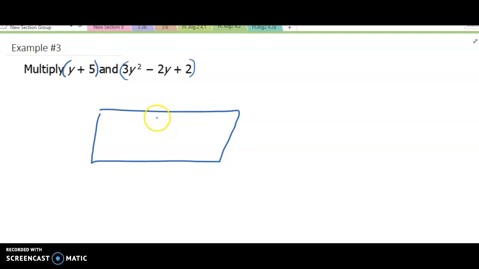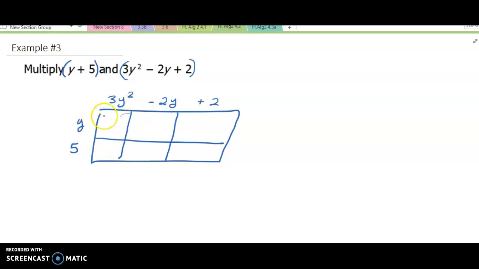Well, not lots of mistakes. I tend to make fewer mistakes when I box it out. Okay, so I can do y plus 5, and then I have a 3y squared minus 2y and plus a 2. And it doesn't matter which goes on top and which goes on the left.